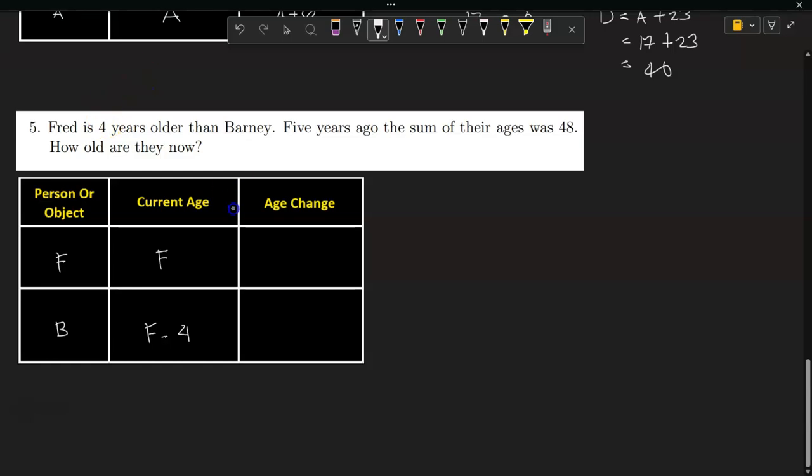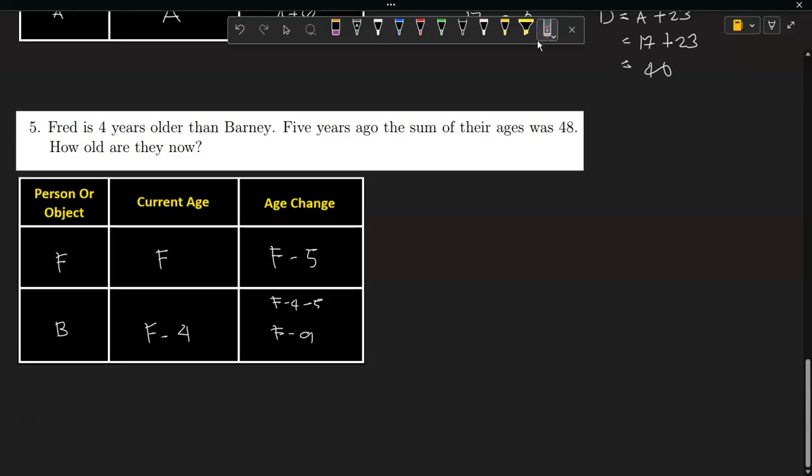And then, what about the age change? When you are given the statement 5 years ago, it's in the past, right? So we are not going to add, we are going to subtract. So 5 years ago, so we have minus 5. Then we're going to get F minus 4 minus 5. This is F minus 9.